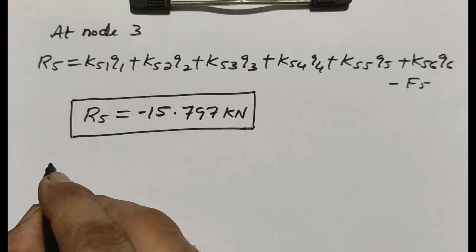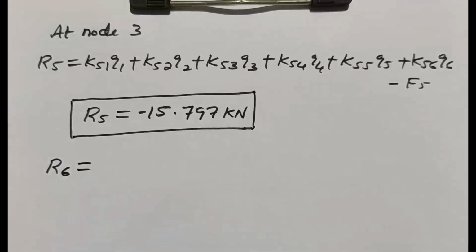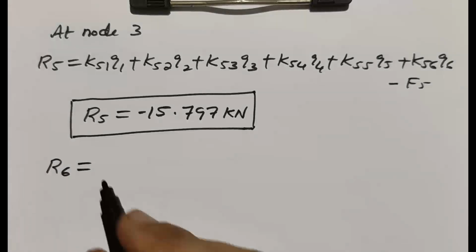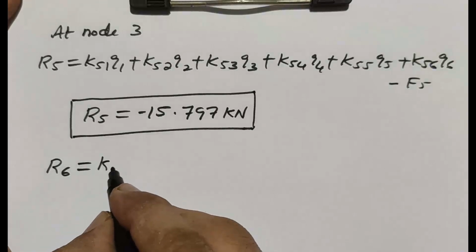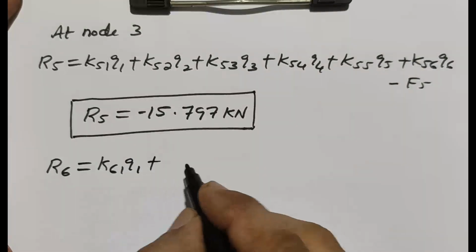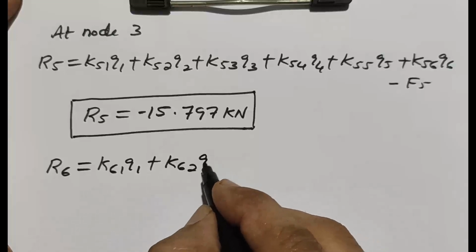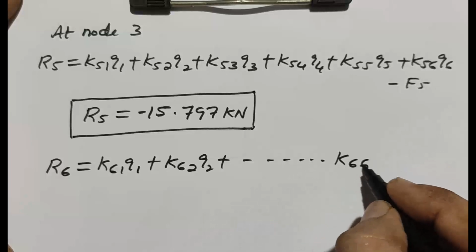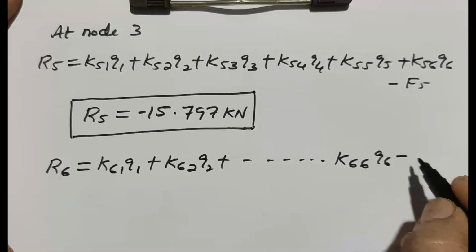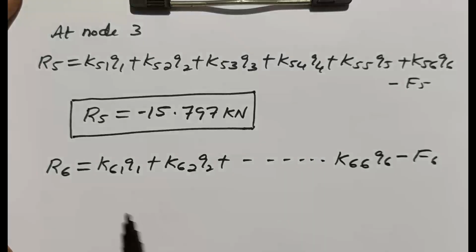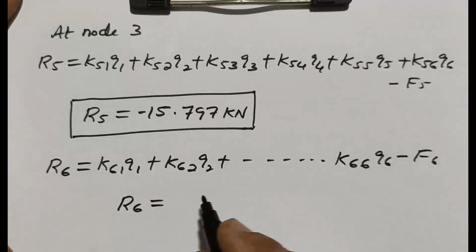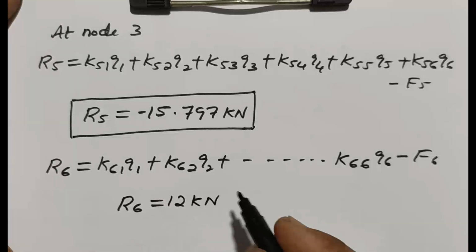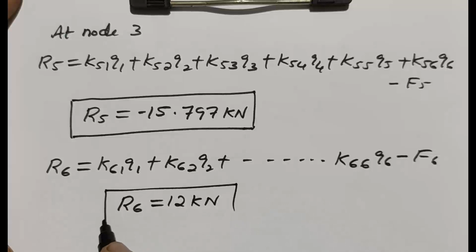Similarly, we need R6 support reaction at node number 3 in Y direction, that is K61 Q1 plus K62 Q2 plus dot dot dot up to K66 Q6 minus F6. If you substitute all the values and simplify, we will get R6 is equal to 12 kilonewton. This is the support reaction at node number 3 in Y direction.